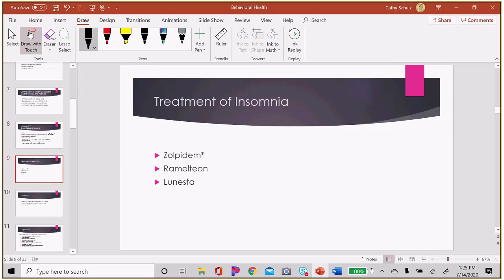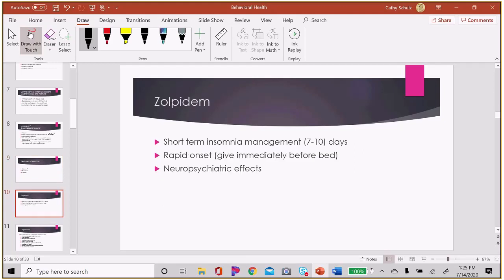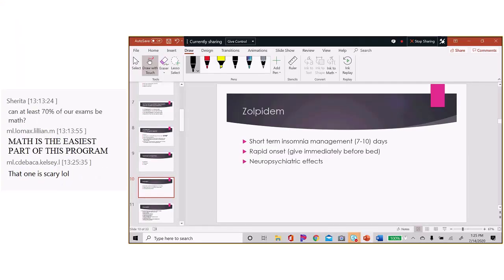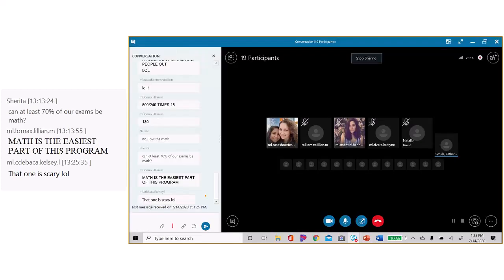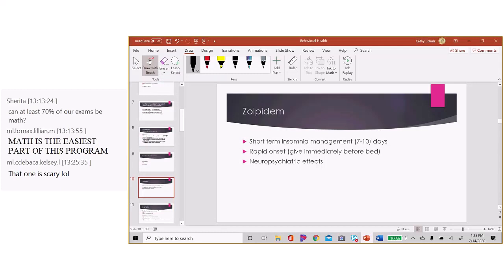The other medications, the non-benzodiazepine, non-barbiturate treatments of insomnia, include things like zolpidem, which is Ambien. So zolpidem is supposed to only be used for short-term insomnia management, 7 to 10 days, and it usually works rapidly, so it should be given immediately before the person goes to sleep. So it is very effective.